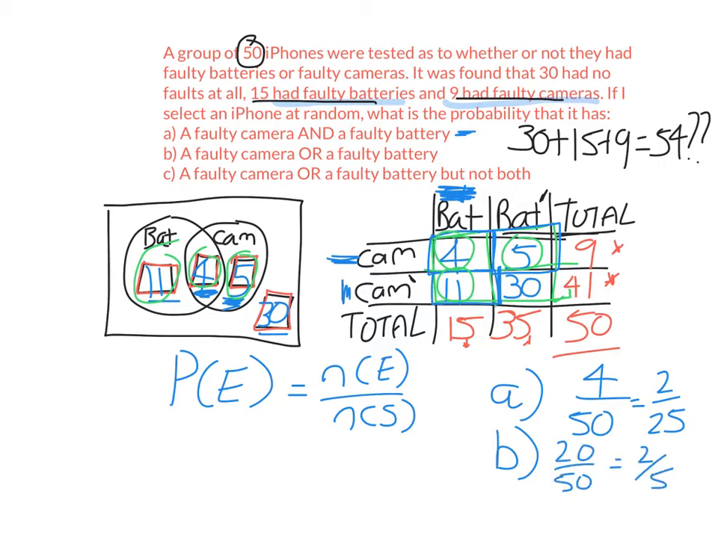Now, if we're looking at a faulty camera or battery, but not both, we don't include the middle number here. So we don't want to include these because these are both. So we include the 11 that have a faulty battery only and the 5 that have a faulty camera only. So there's 16 in total out of 50, or 8 over 25. How easy is that? Now we'll go through the geometry section.